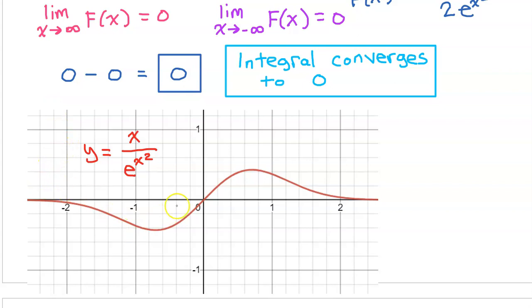A glance at the graph of the integrand reveals why the integral converges to 0. Because of the symmetry of the graph, from negative infinity to positive infinity, we have equal and opposite area between the curve and the x-axis. So the negative area below the x-axis on the left will cancel out the positive area above the x-axis on the right, giving us 0.